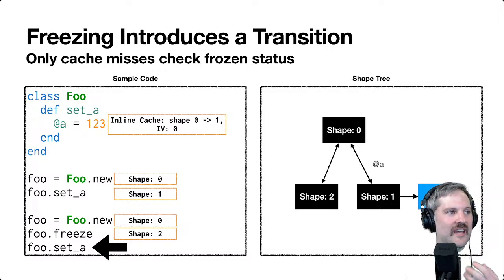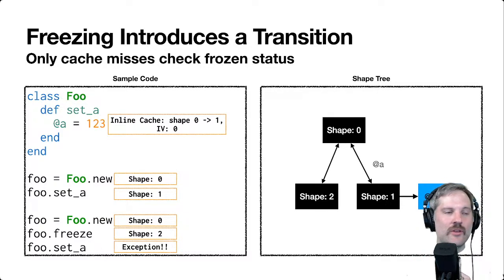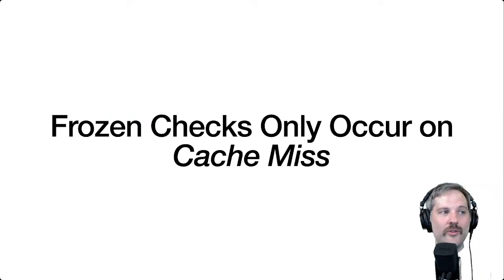And then when we say set a, we come back, and when we try to set that instance variable, remember the shape ID is the cache key. And in this case, our cache keys don't match. So we have shape 2, and we had cached shape 0. So those cache keys don't match, and when we have a cache miss, then we can just check the freeze status. So frozen checks only need to occur when we have a cache miss.